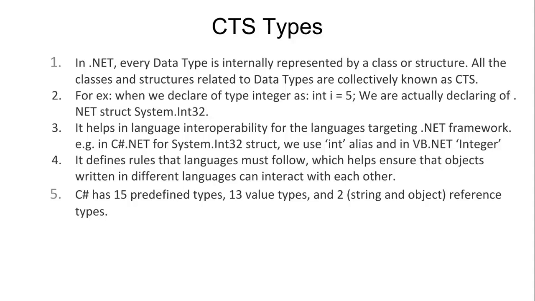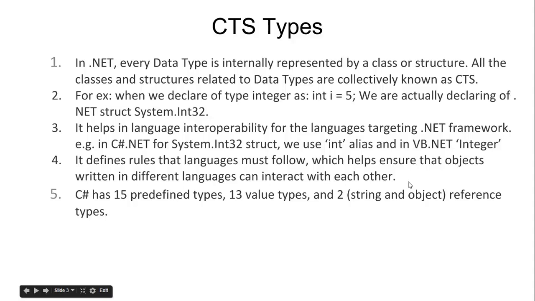So it helps us in the interoperability of the language. Suppose I am writing in the C# language and I'm going to use VB.NET. VB.NET uses Integer and C# uses int, but ultimately it is system.int32 which will be understood by the .NET framework. So it helps in language interoperability or cross-language programming. And it defines rules that languages must follow, which helps ensure that objects written in different languages can interact with each other.